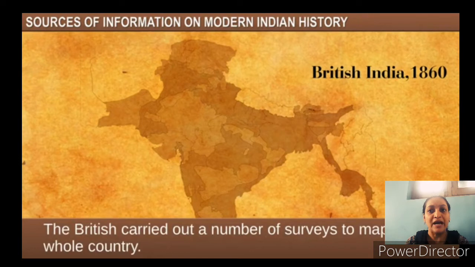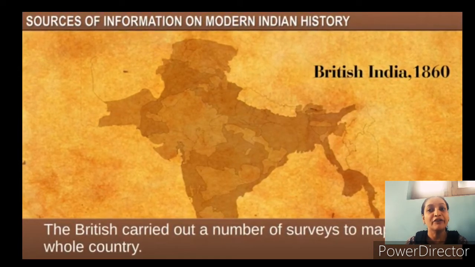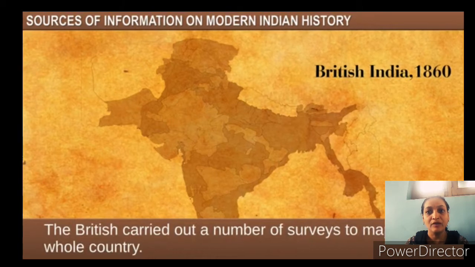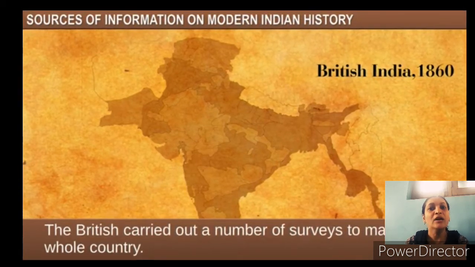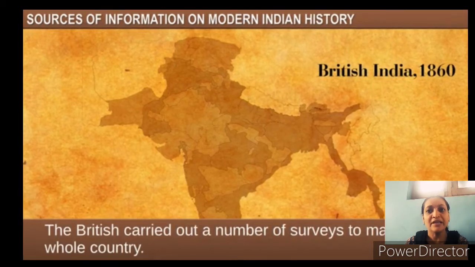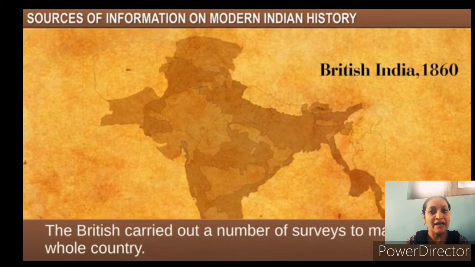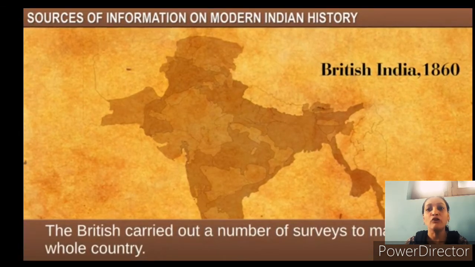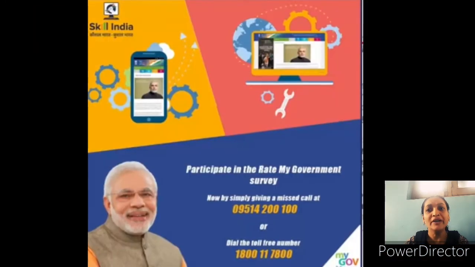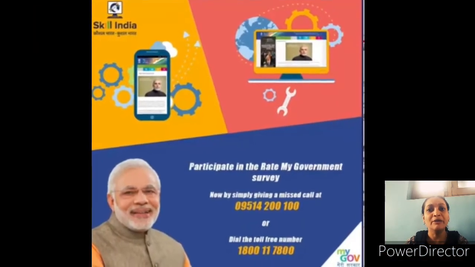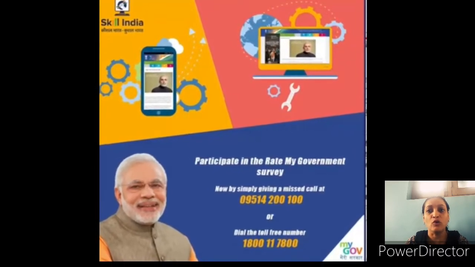The British believed that a country had to be properly known before it could be effectively administered. For effective administration, the British carried out a number of surveys in the early 19th century. Surveys can gather information through different methods of observation. Today, the government does many surveys for implementing social and economic schemes, policies and so on.